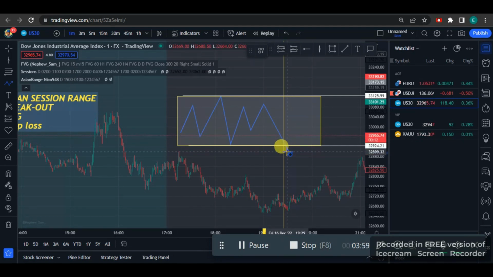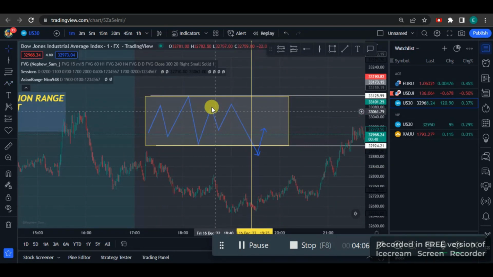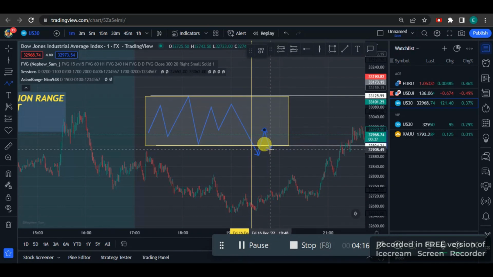But once we see price break back inside the Asian session range, then we want to look for our entry. So our entry, let's say price comes back down, and we're looking for an FVG around this area here, around this new retracement to the downside. All right, so let's just assume that we found an entry, guys.